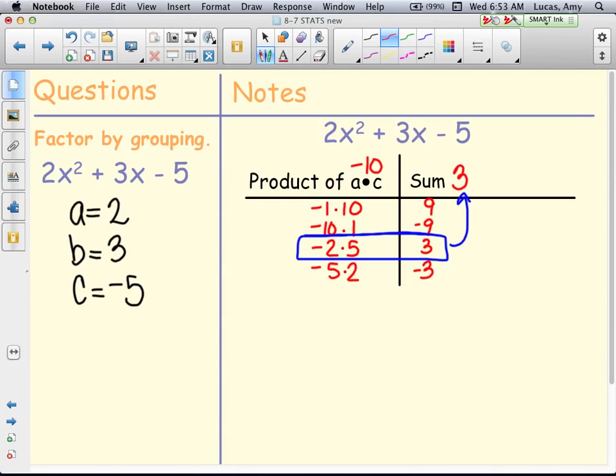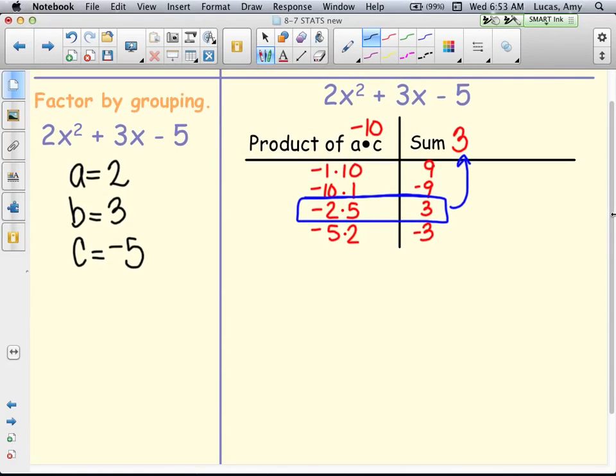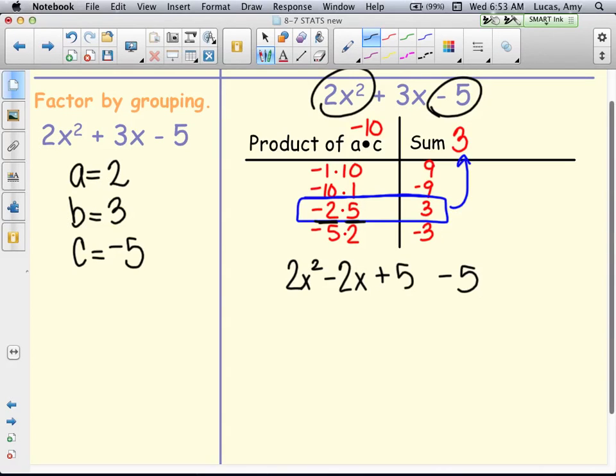Now we're ready to factor by grouping. So, keep your first term, 2x squared. Keep your last term, negative 5. Now, the order for the two terms in the middle, it looks like I've got them in the correct order because this minus 2x would make sense with the 2x squared, and then the plus 5x would go with the 5 because they have common factors.